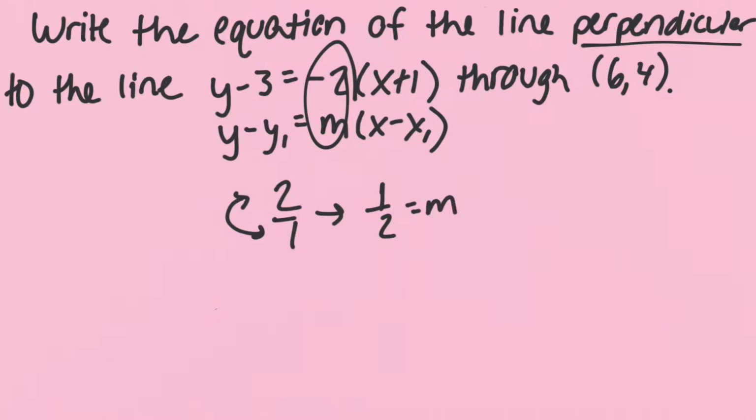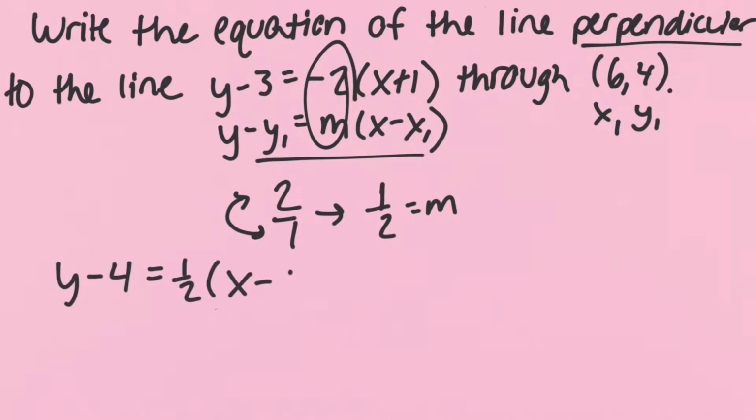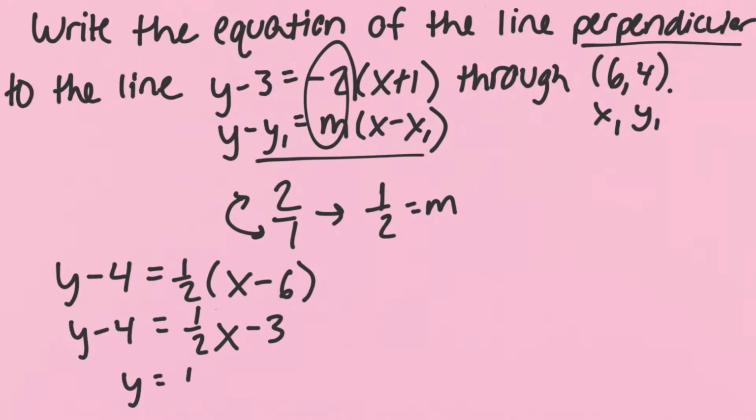So we can either use this equation or y equals mx plus b. If we use this one, then 6 is x1 and 4 is y1. So we have y minus 4 equals 1/2 times x minus 6. We can distribute the 1/2. 6 times 1/2 is the same as 6 divided by 2, which is 3. And then you can add 4.